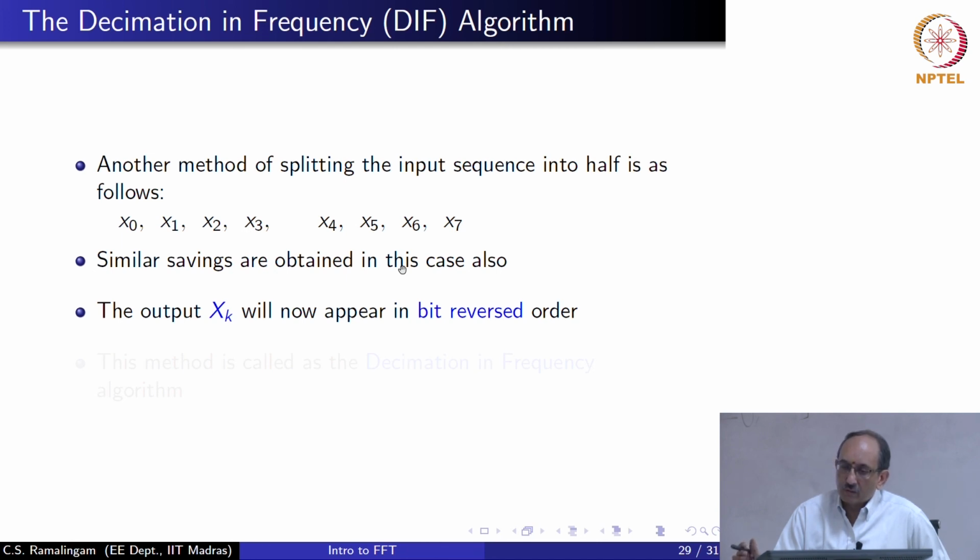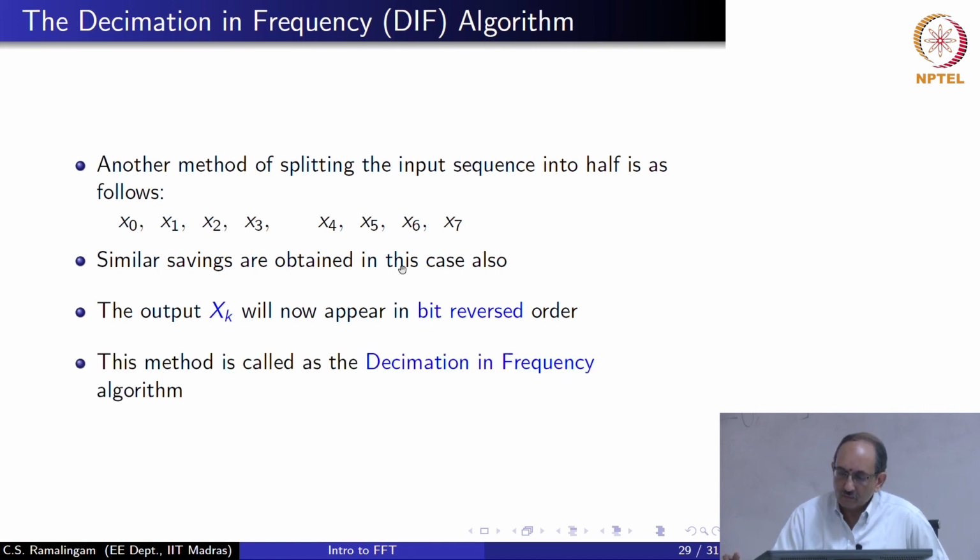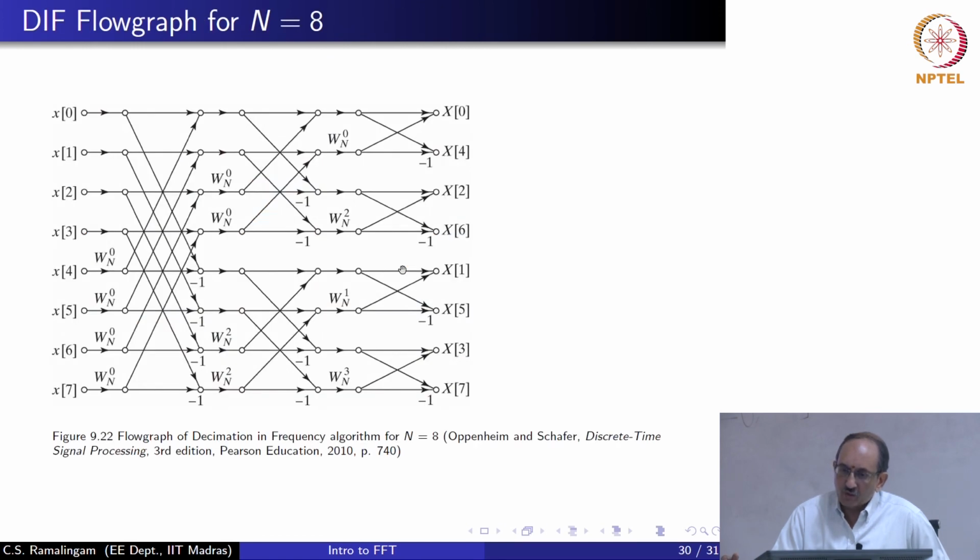So if the input is in natural order, you use decimation in frequency. The transform will be in bit reversed order, and you need to bit reverse that sequence to get the natural order, or you take the given sequence, bit reverse it, apply it to the decimation in time algorithm and get the transform in natural order. So this is called decimation in frequency, and this is the flow graph for N equals 8. Again, I will post this on Moodle, you can look at this more carefully. The input is in natural order, output is in bit reversed order.